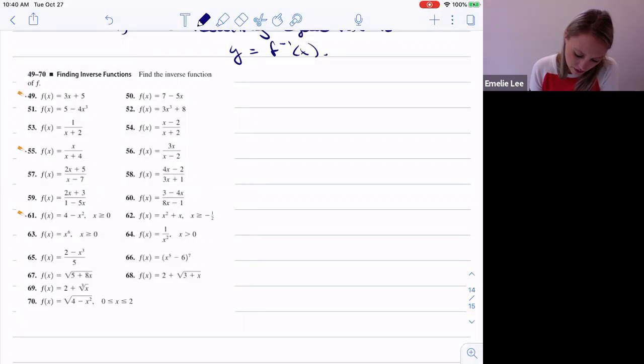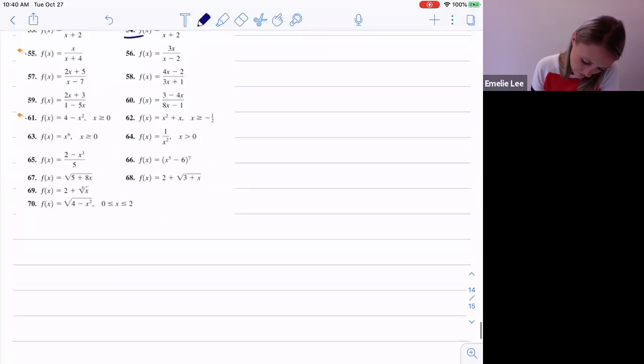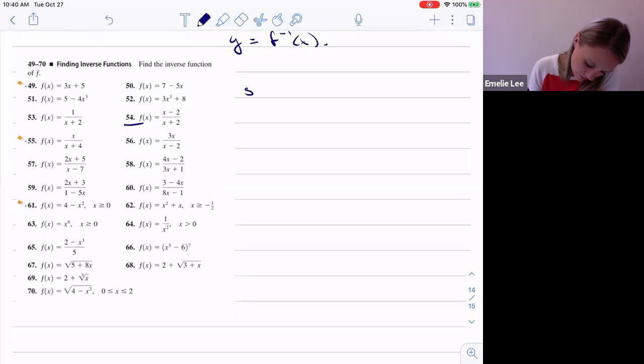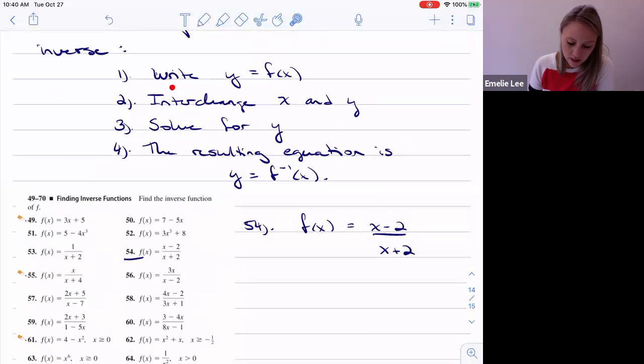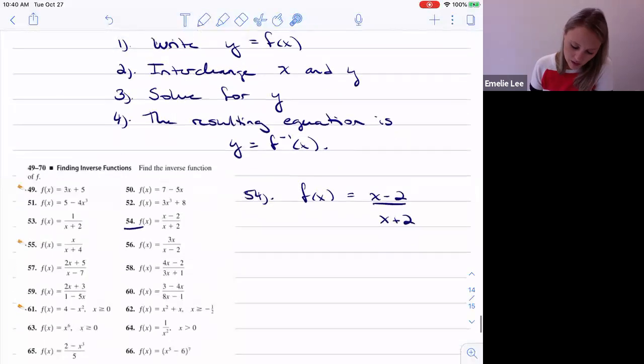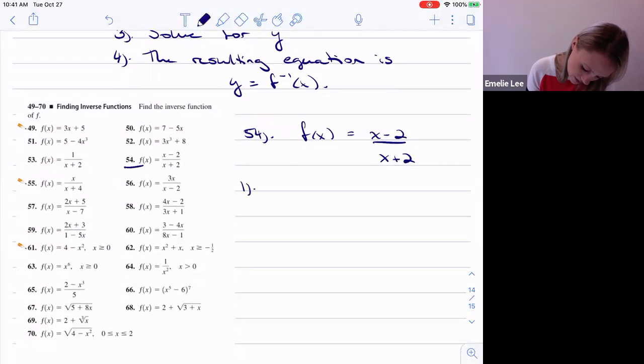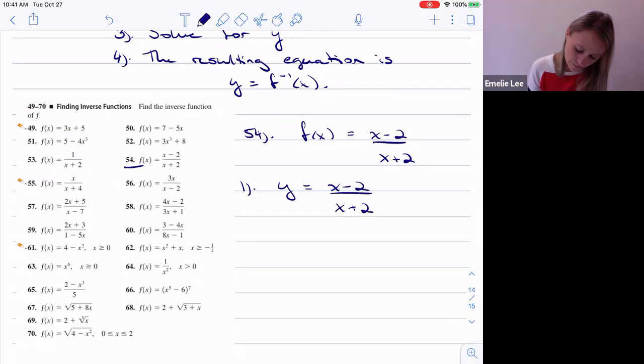Okay. So let's do 54 together. Right. So 54, f of x equals x minus 2 over x plus 2. So if we're following these steps, you're going to write y equals f of x. So y equals x minus 2 over x plus 2. So step 1, y equals x minus 2 over x plus 2.